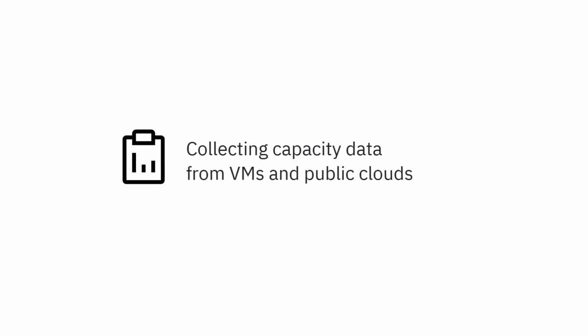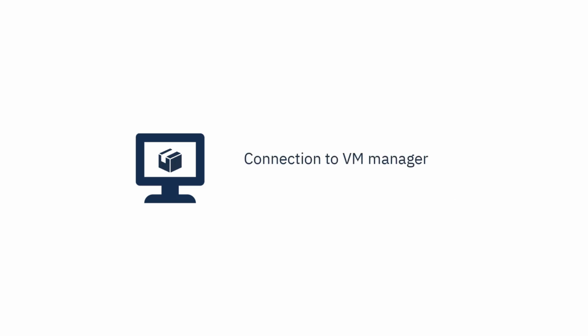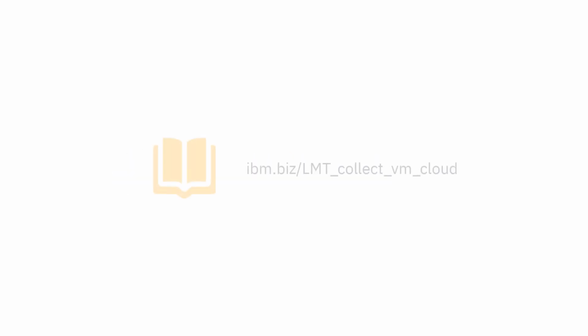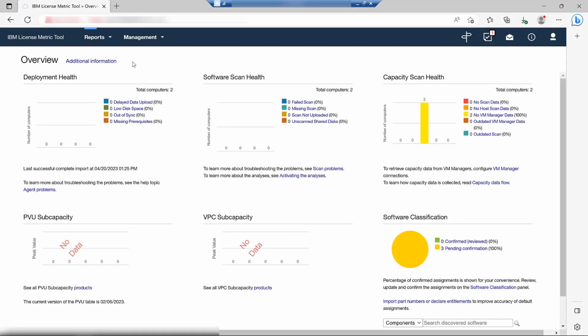Collecting capacity data from VMs and public clouds. For some types of virtual machines, for example VMware and public clouds, additional setup is required to collect their capacity data. For VMs, you either need to set up connection to the VM manager or run a scan of the virtualization host, depending on the type of the VM. For public clouds, you need to mark computers as running on the public cloud from the License Metric Tool user interface. For the list of VMs and public clouds that require additional setup as well as detailed instructions, refer to the product documentation.